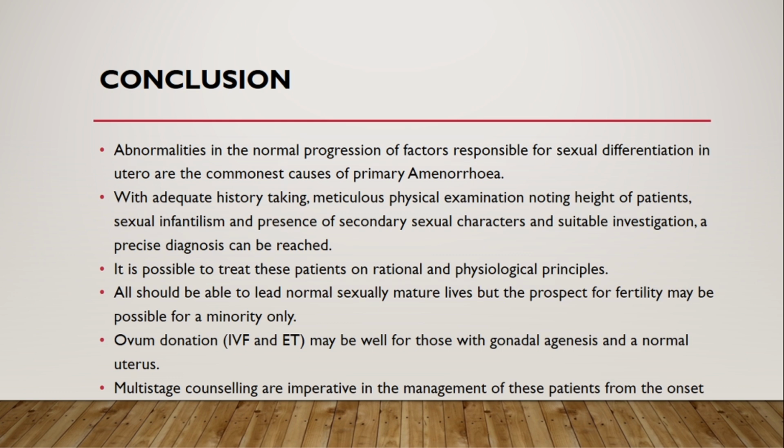In conclusion, abnormalities in the normal progression of factors responsible for sexual differentiation in utero are the commonest causes of primary amenorrhea. With adequate history taking, meticulous physical examination noting height of patients, sexual infantilism, and presence of secondary sexual characters, and suitable investigation, a precise diagnosis can be made. It is possible to treat these patients on rational and physiological principles.